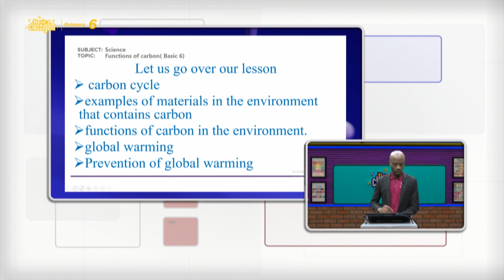Then we looked at ways of preventing global warming. Let's depend on renewable sources of energy so that we don't get too much carbon dioxide into the environment. We must also plant what? More trees. So from today, start to plant more trees. You will also be contributing towards reducing too much carbon dioxide we have in the environment.